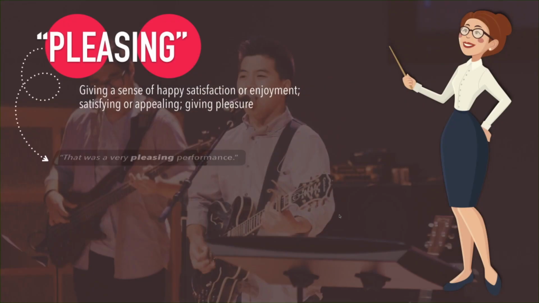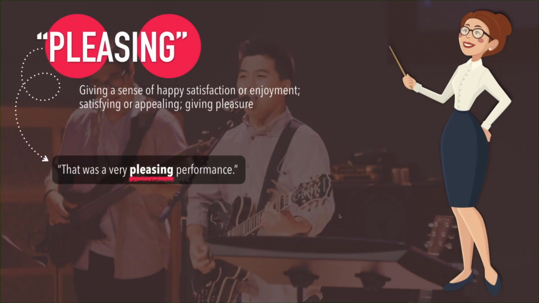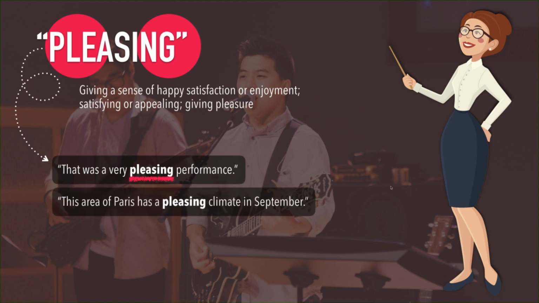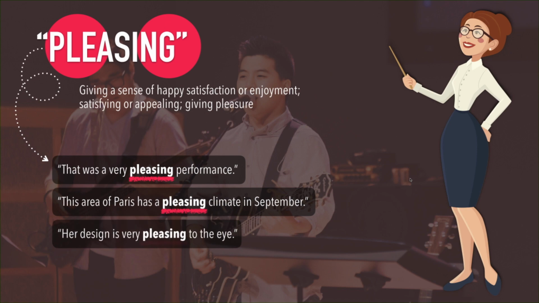Now, let's see some example sentences, okay? So pleasing, giving a sense of happy satisfaction or enjoyment. Here's the sentence. That was a very pleasing performance. Next, this area of Paris has a pleasing climate in September. And finally, her design is very pleasing to the eye.